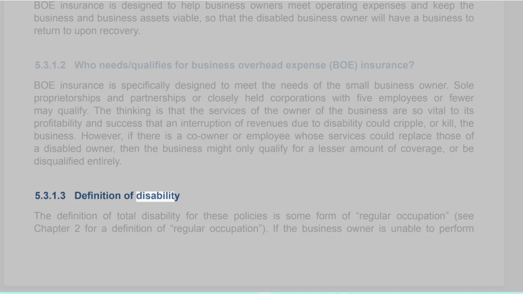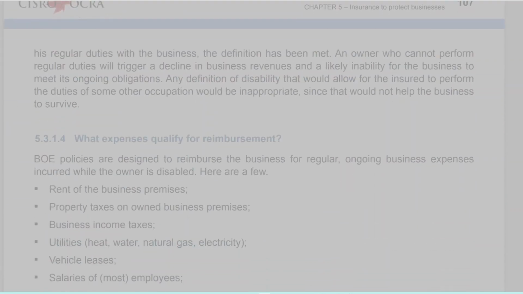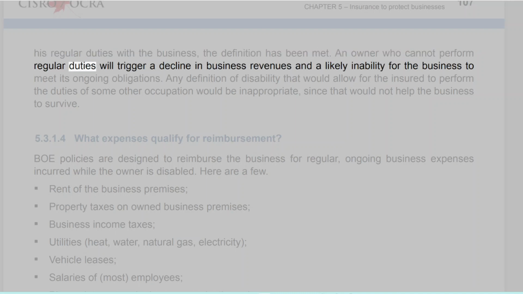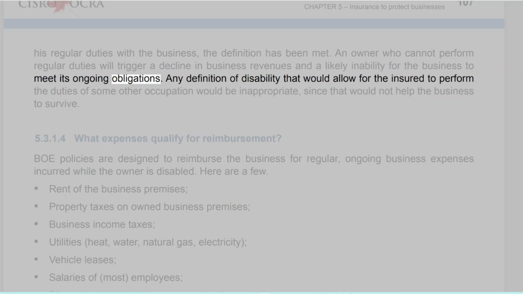5.3.1.3 Definition of disability. The definition of total disability for these policies is some form of regular occupation. See Chapter 2 for a definition of regular occupation. If the business owner is unable to perform his regular duties with the business, the definition has been met. An owner who cannot perform regular duties will trigger a decline in business revenues and a likely inability for the business to meet its ongoing obligations.